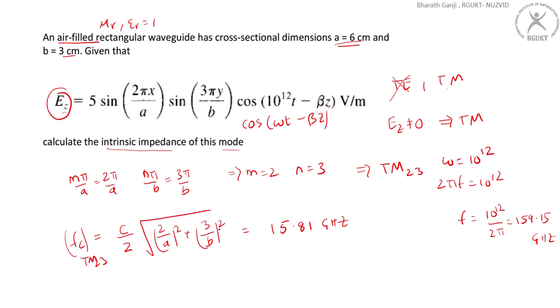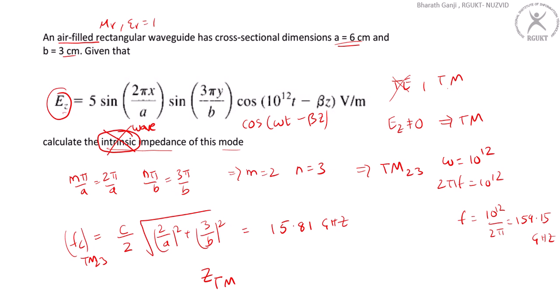Now if I want the wave impedance, because this is a TM mode, the wave impedance for TM mode... In the question I have accidentally asked it as intrinsic impedance, so this wording is not right. You need to calculate the wave impedance, right? Intrinsic impedance is zeta, so my wording is wrong, please correct the question.